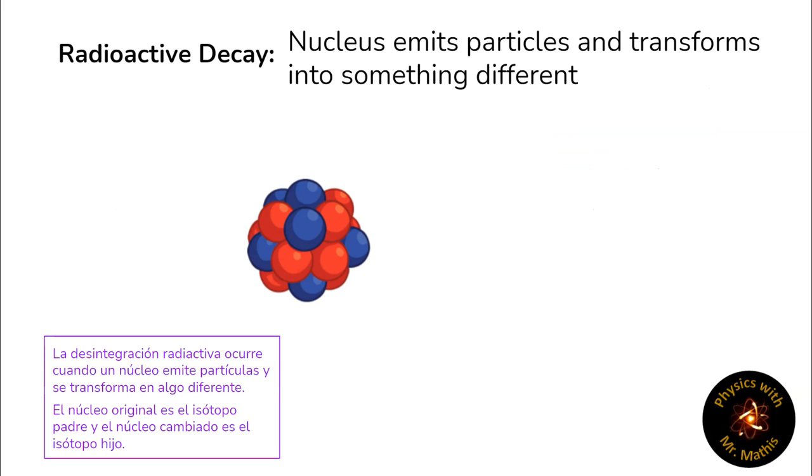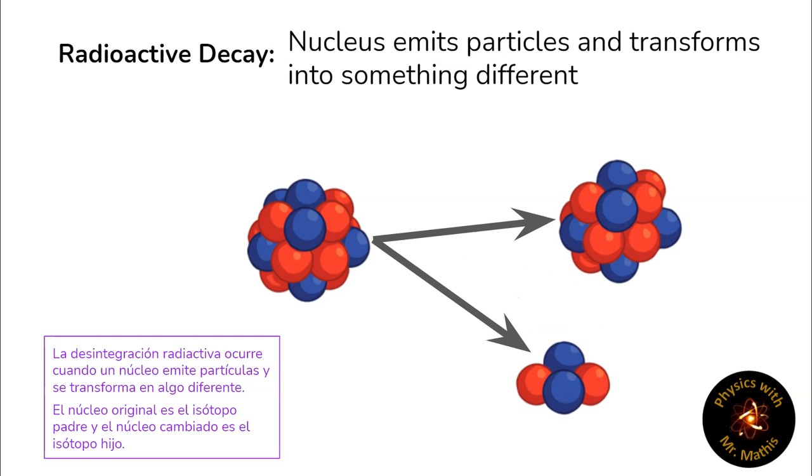Radioactive decay is what happens when a nucleus emits some particles and transforms itself into something different. The nucleus before the particles are emitted and it decays is called the parent isotope, and the nucleus after the decay is called the daughter isotope.